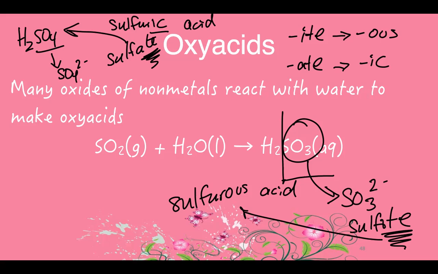That, again, is not a reflection of how oxyacids are formed, because they are not formed by adding hydrogen to sulfite. It's not an ionic compound. It is a molecule. So oxyacids are formed when nonmetal oxides react with water.